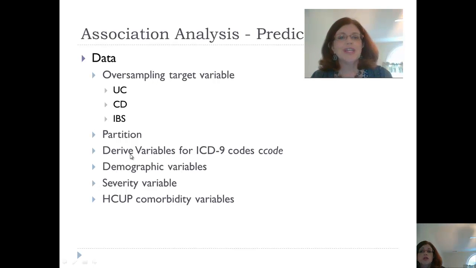Validation. And as I said, we derived variables for the ICD-9 codes that came out on the left-hand side from association analysis. We hope to discover how groups of IBD patients are alike and different, and how groups of IBD patients are different. Then we renamed them C and then the code number so that we have a map back to the diagnosis process.